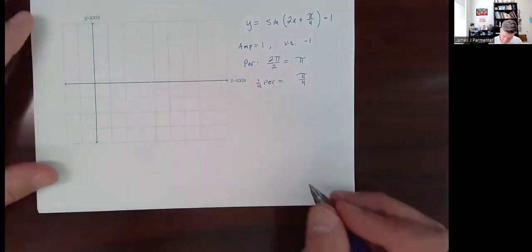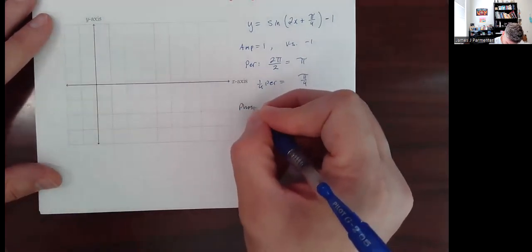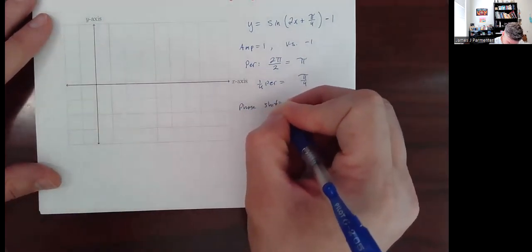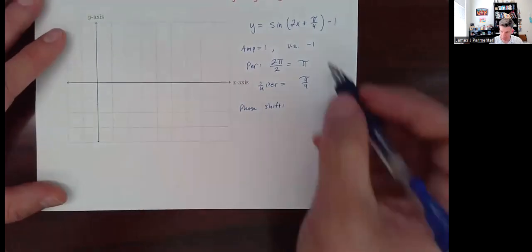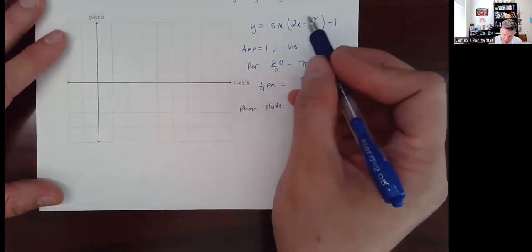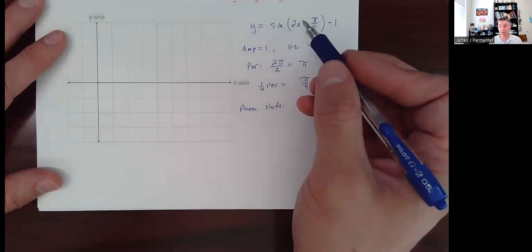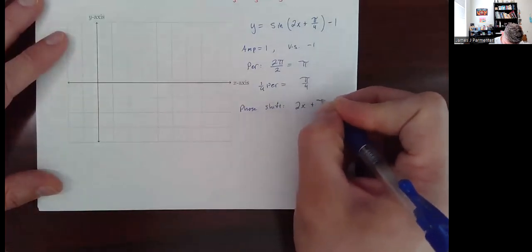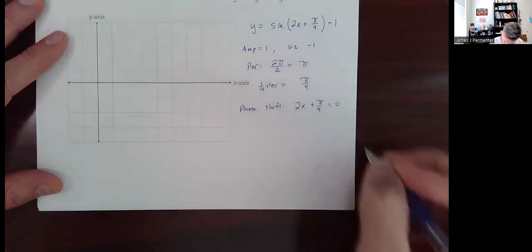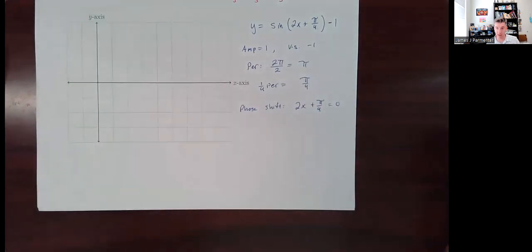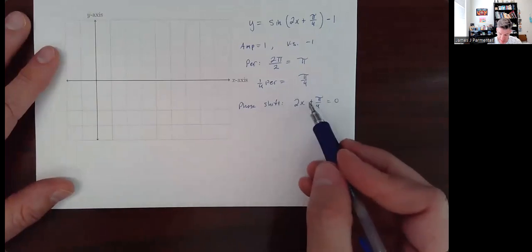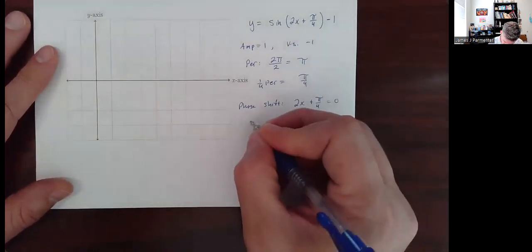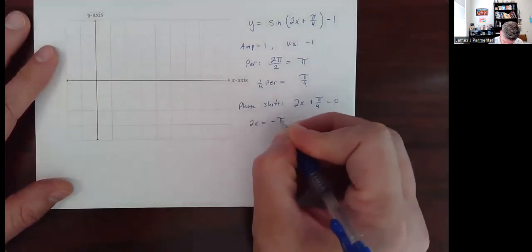The beginning, or the phase shift, is a little bit more complicated here than it was in the previous one. We're just setting the inside of the sine function, or the argument of the sine or cosine function, equal to 0. So we're going to set 2x plus pi over 4 equal to 0. This is almost always going to be a two-step process to solve. First, isolate the 2x, so subtract pi over 4 from both sides. So 2x equals negative pi over 4.